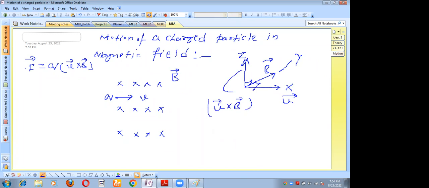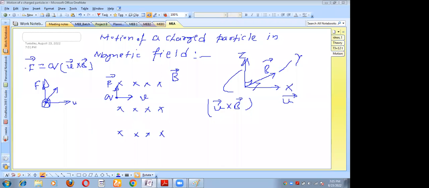Understood it or not? So here same, the magnetic field is going inside the plane of the board and it is like this. If you see here, V is along this and the magnetic field is basically going into the plane of the board, right? So force will be in the upward direction. So what should be the direction of force here? In the upward direction. Understood it or not? Okay. So force is acting in an upward direction.